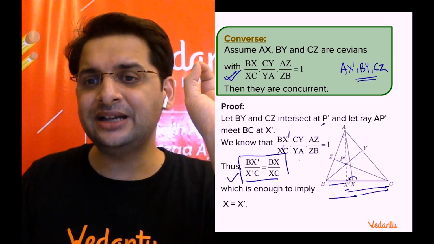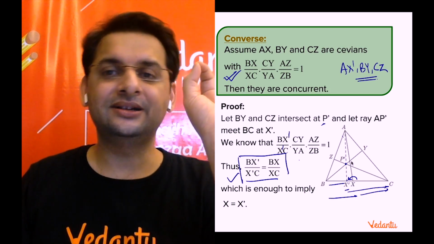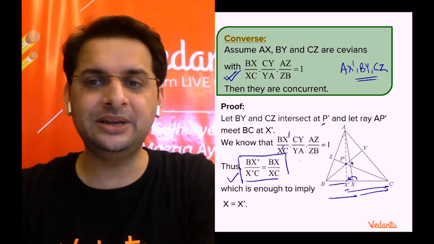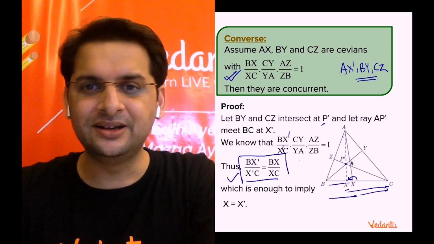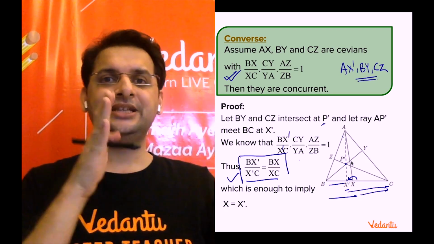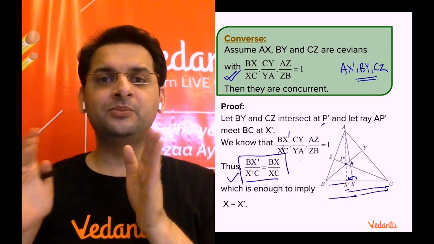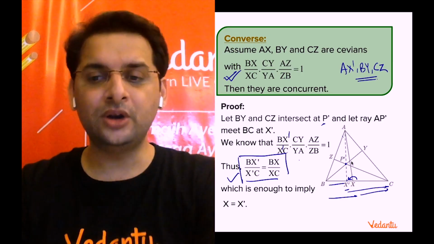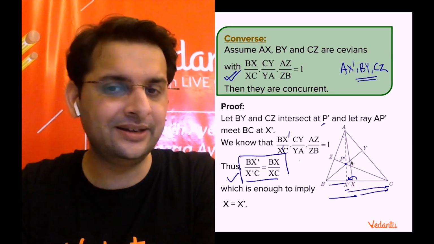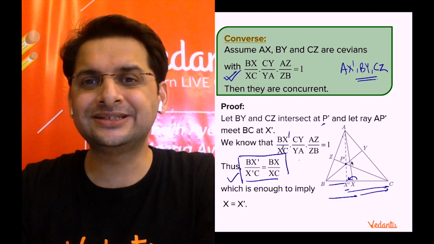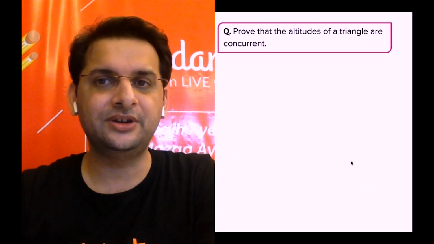So if X is the same as X dash, that means the Cevians are concurrent, or they meet at a common point P dash. I hope this is clear. So again, Ceva's theorem and its converse. We proved both of them. I hope you've all understood this. Right. So let us now do a simple application of Ceva's theorem.